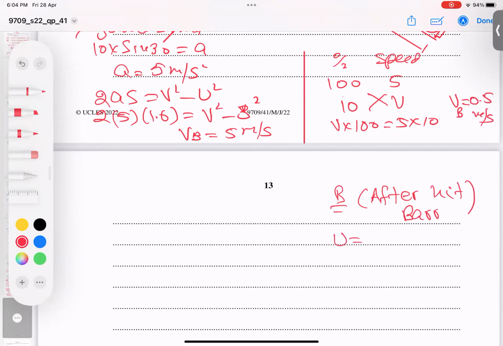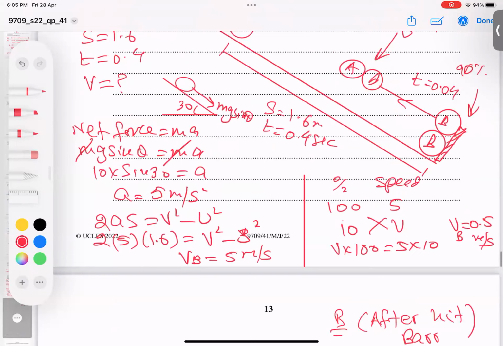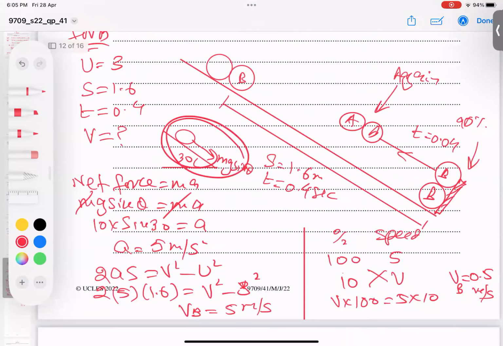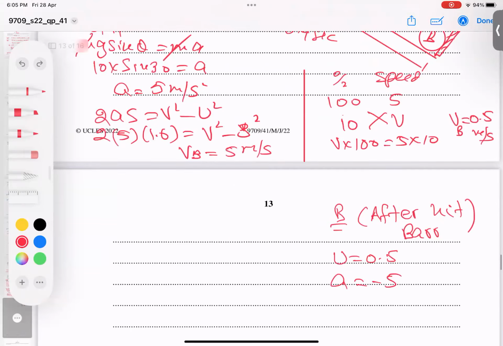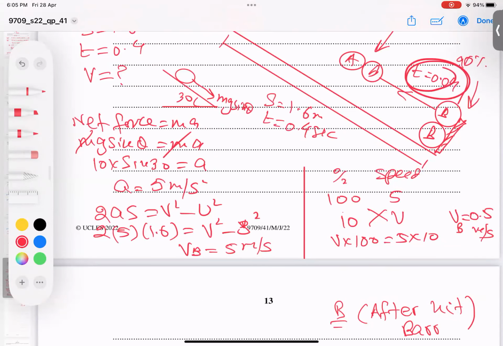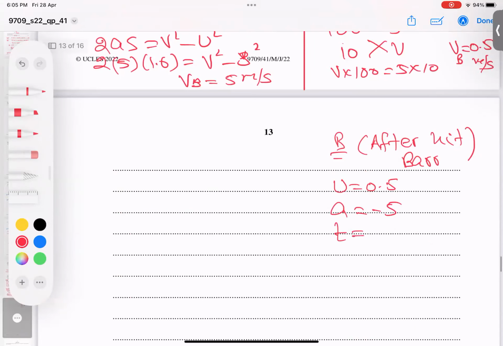U becomes 0.5. This will behave as 0.5. And for your knowledge, acceleration will not be 5 here, as I got before. It becomes minus 5. You ask why minus 5, sir? Because while coming down it is accelerating, and while going up it is decelerating. So the acceleration remains the same, only the direction changes. And I want to find out how much time it will take: 0.04.